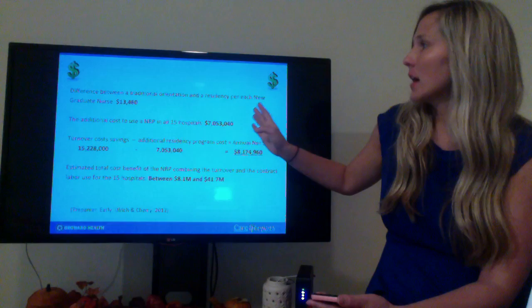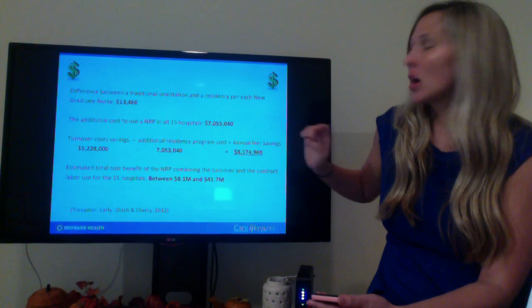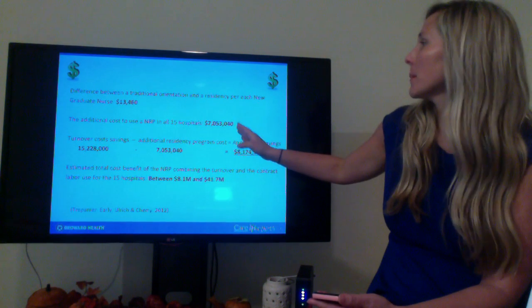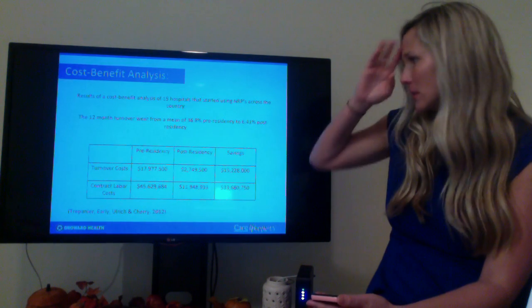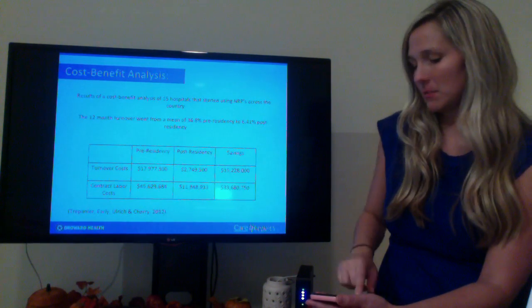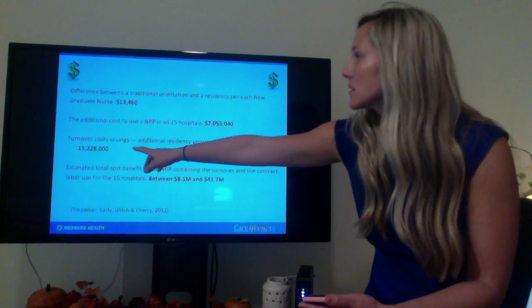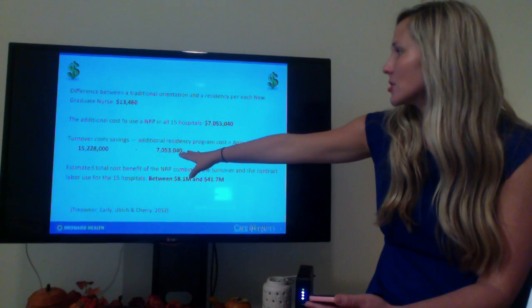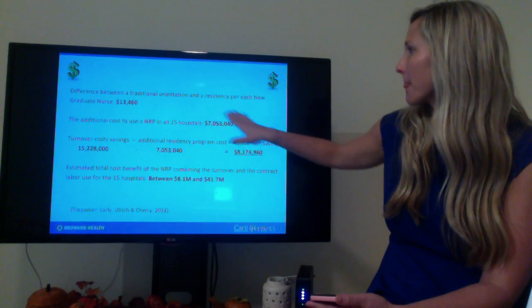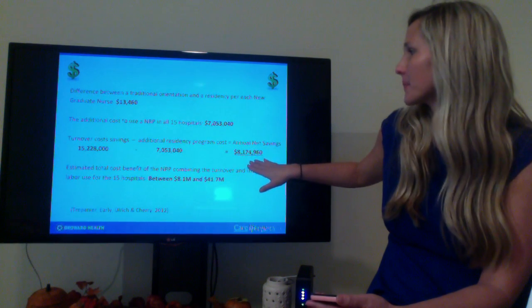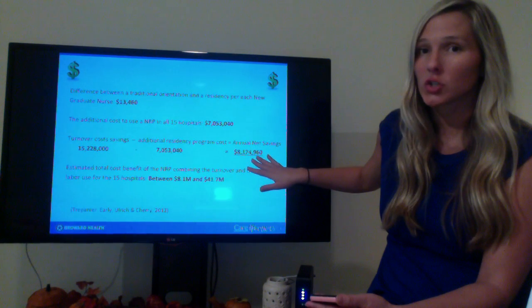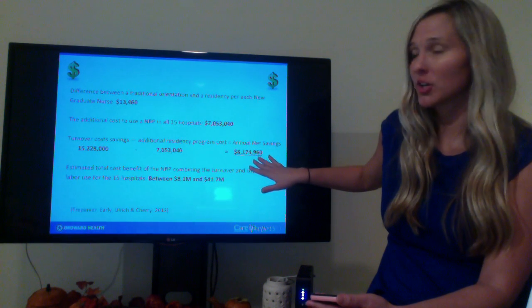So the total cost to use a nurse residency program in all these 15 hospitals was $7 million. But if you see here, just for the turnover cost of savings, $15 million. So if you take the turnover costs minus the additional residency program costs, annual net savings is still over $8 million. And that does not include the savings with contract workers.